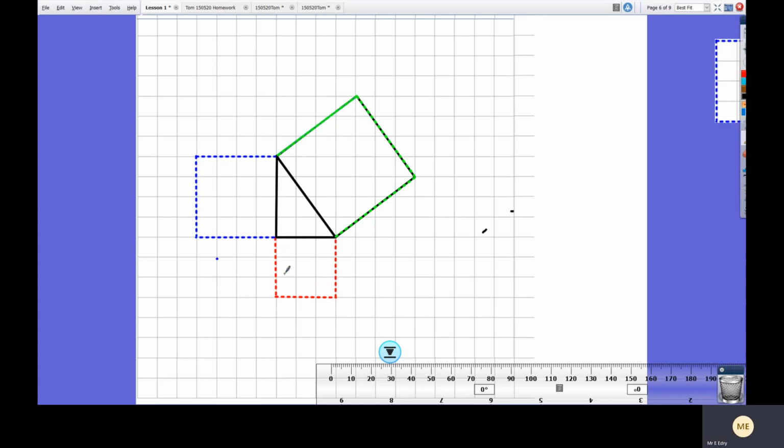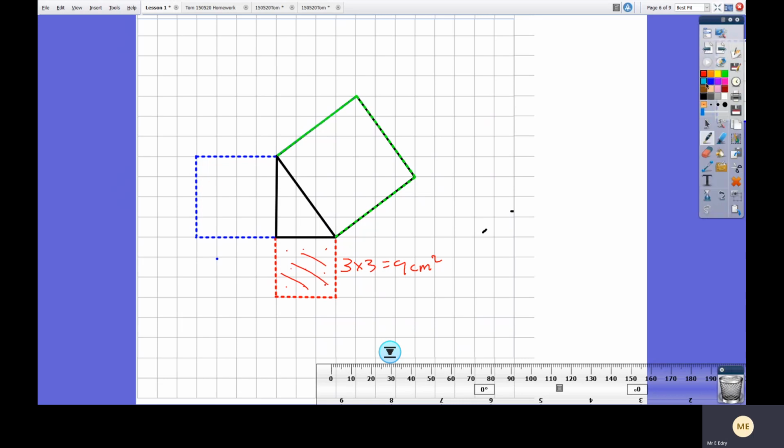So the area of the square, or the rectangle, is length times width. So the area of the red square is going to be 3 times 3, which is 9 centimeters squared. Or if you like, you can just count the squares. 1, 2, 3, 4, 5, 6, 7, 8, 9. So I can see that the area of this square is 9 centimeters squared.